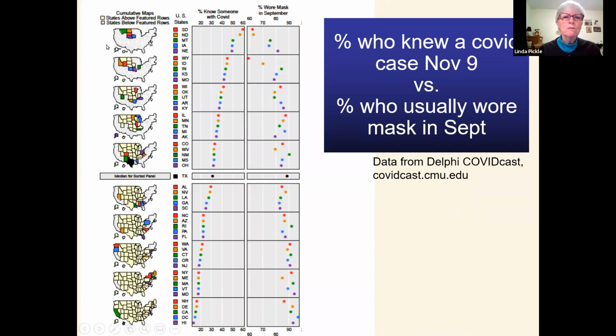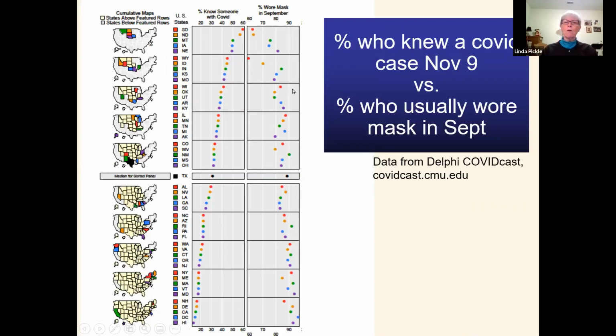So this was a couple of months before. Everything is the same: the map's the same, the color coding's the same, this column of knowing someone with COVID is the same. Now we just have this extra column of usually wore a mask in September, when the question was asked then. We've not sorted on this wearing a mask variable. It's still sorted in descending order, percent knowing someone on November 9th who had COVID.